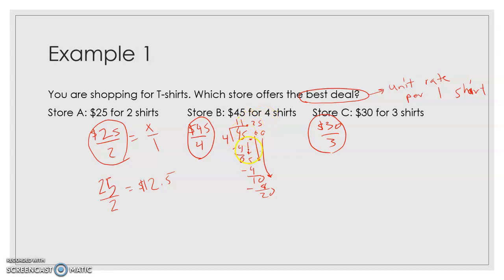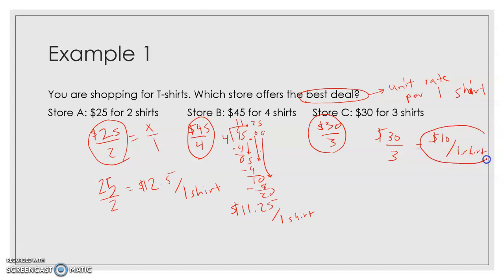Stuff from 6th grade. But this is going to be $11.25 per one shirt. I promise I'll spell it with an I this time, not an E. That was weird. Last one, 30 divided by 3, right, and that's going to be $10 per one shirt. So if they're all the same shirt, they're all at different places, unless I want to tell everybody I spent more money, I'm going to go with $10 for one shirt.